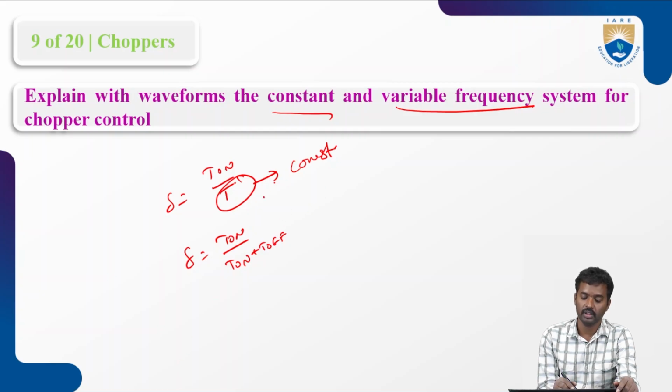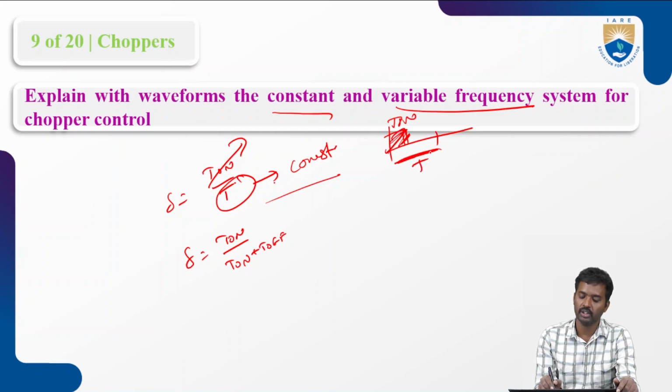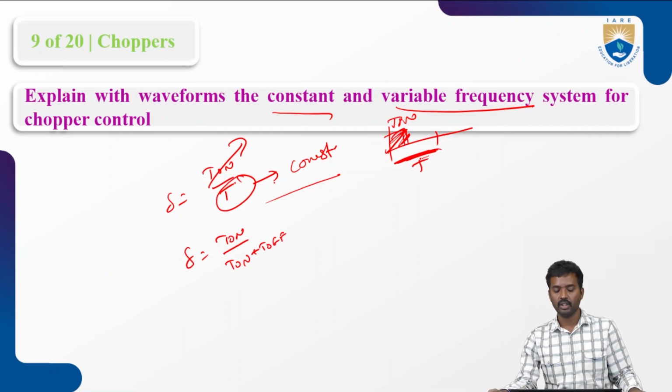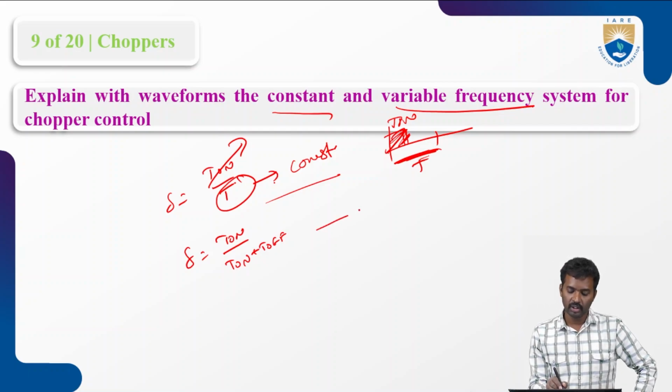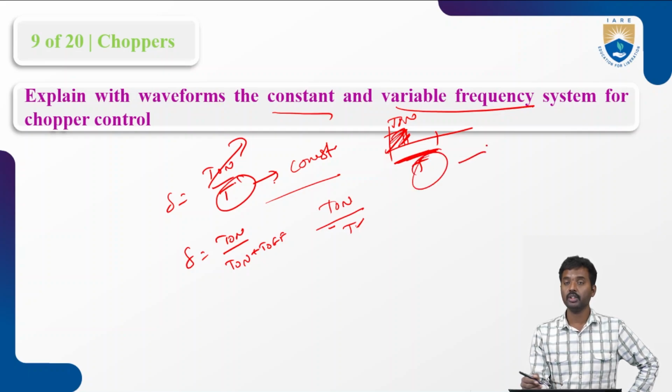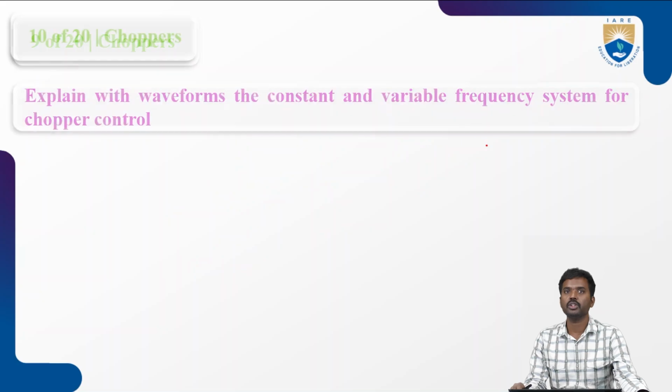We already discussed these waveforms. Here T on is variable, while T, the time period, is constant. Sometimes T is variable and T on is constant. That we already discussed. When T changes, the frequency is also changing.